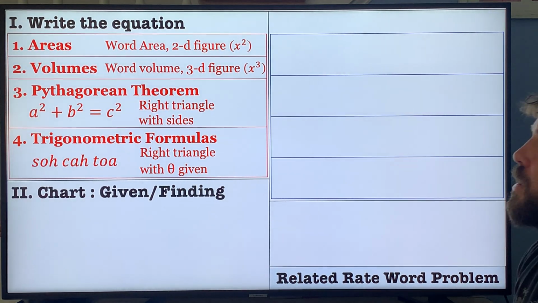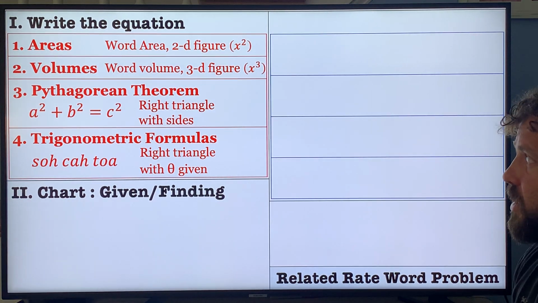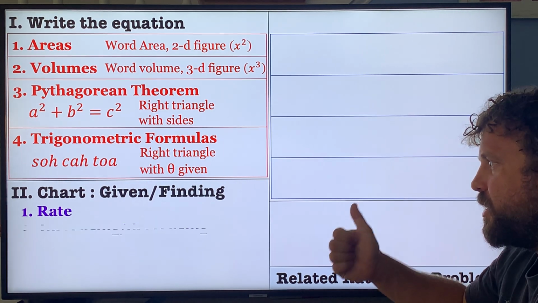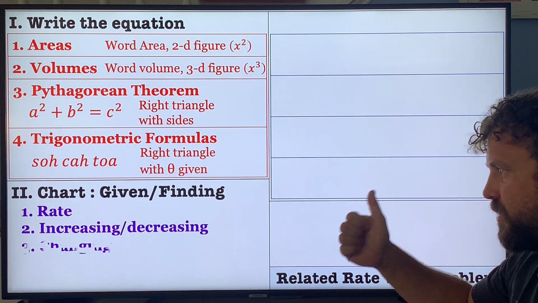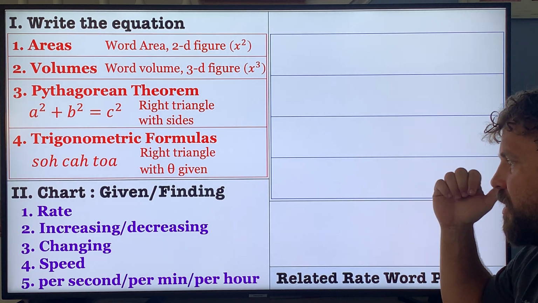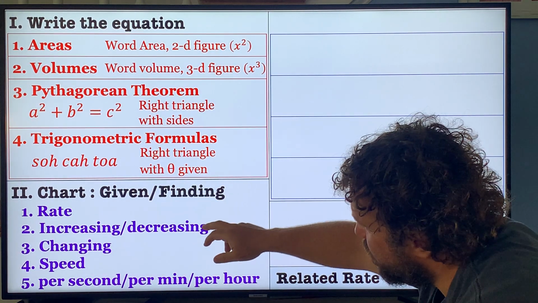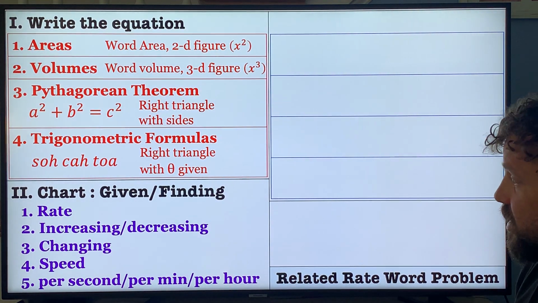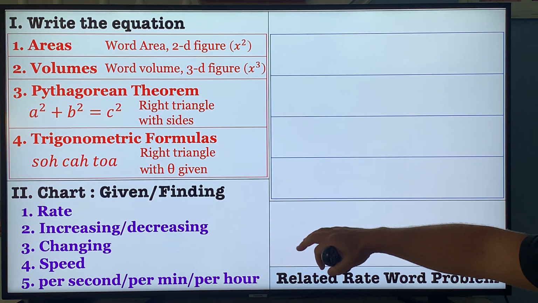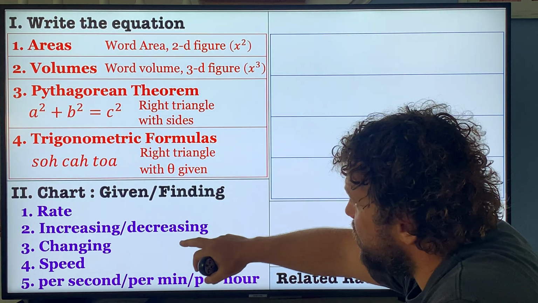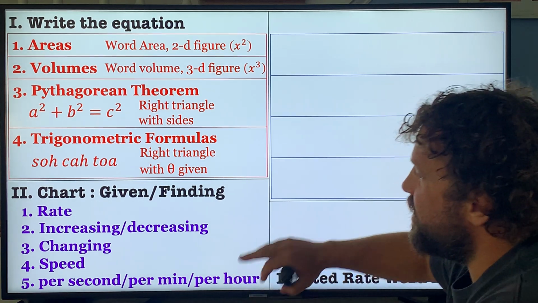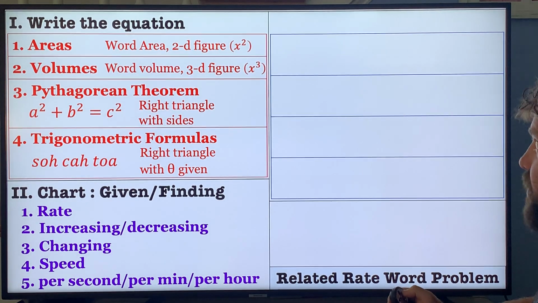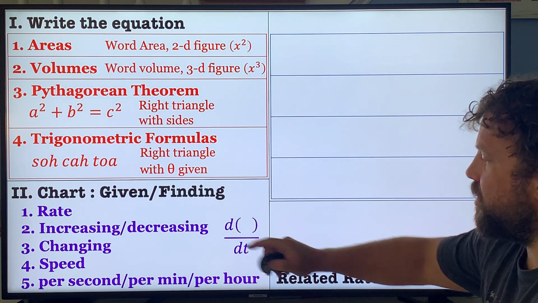Now, step 2. So you figure out which one you're going to use there, you write the equation of the stuff you're doing. The second thing you do is do the chart. With the chart, you're given a rate. You have to see if the rate's increasing, decreasing, changing, speed, per second, per minute, per hour. So if any of these words are in the paragraph that we are determining, okay, that stuff goes in your chart, okay? When you see the word rate, increasing, decreasing, changing, speed, per second, per minute, that's something over dt, okay? If it just says the other stuff, it's just by itself, okay? So that's d something over dt.